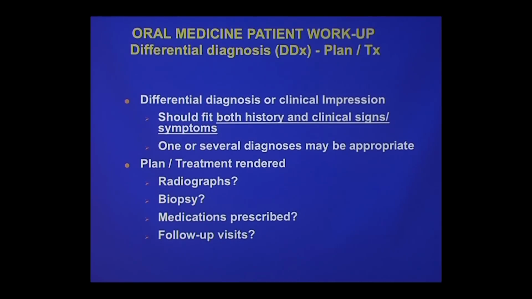And so then the next step, once you have this initial list, the plan to refine your differential diagnosis might call for radiographs, might call for biopsy, or are we going to prescribe certain medications? And, when are we going to see the patient again? And so there's a plan to refine your differential diagnosis. And once you have a final one, a definitive diagnosis, then you can come up with a treatment plan and what you're going to do about this patient's condition.